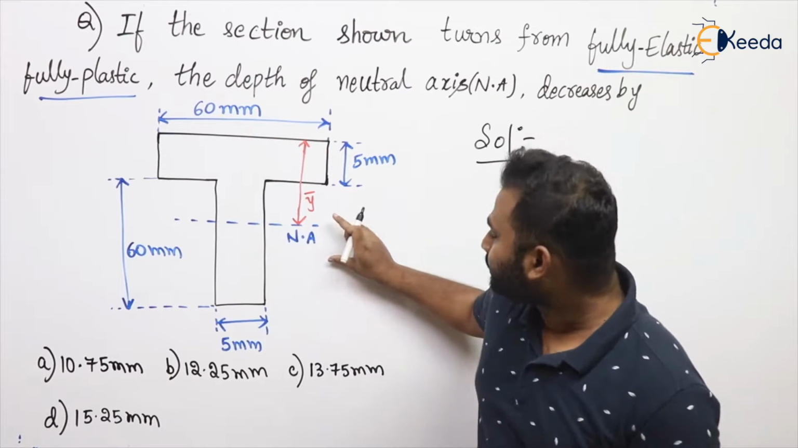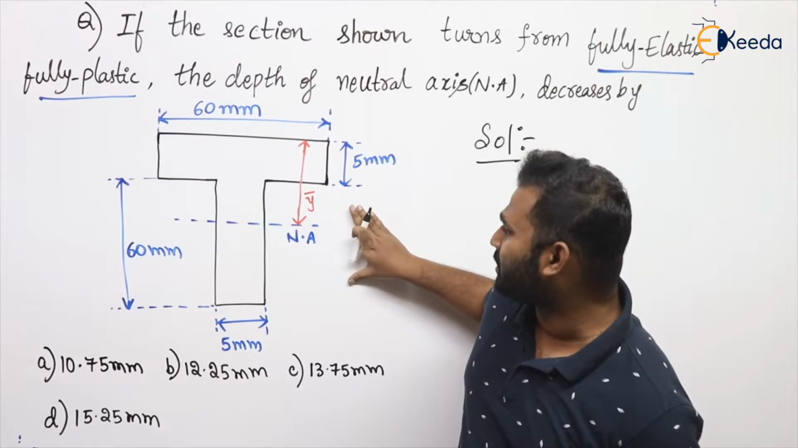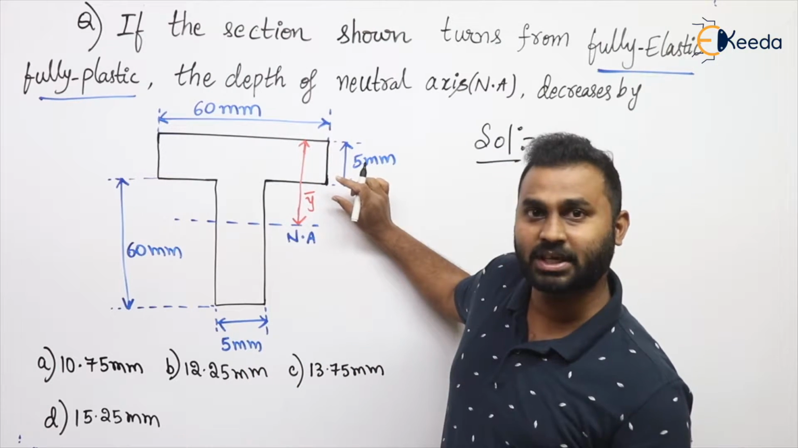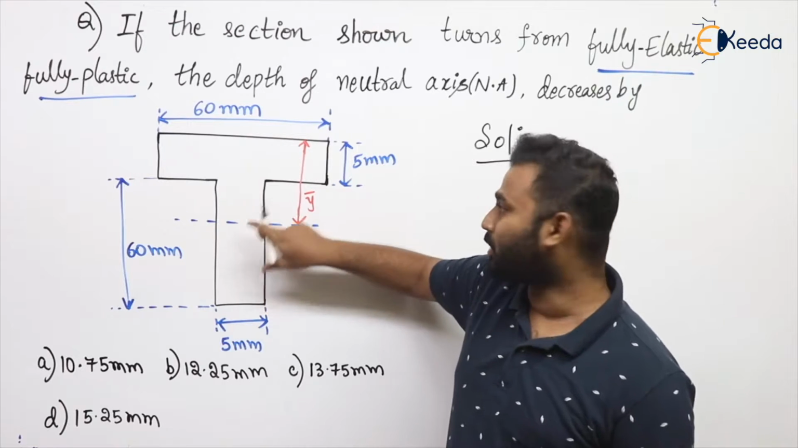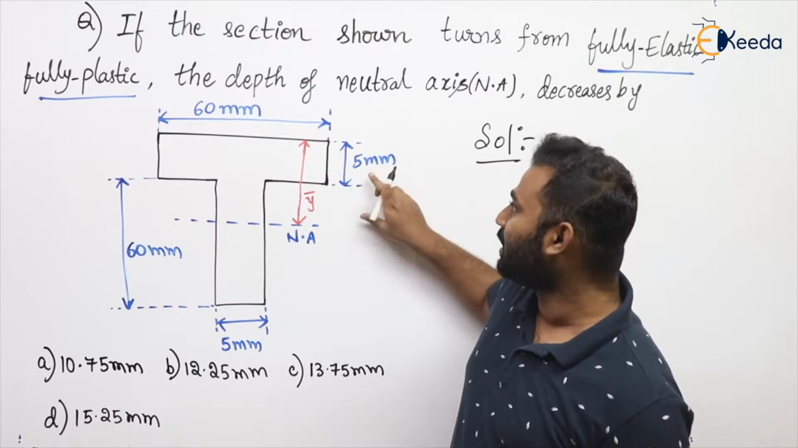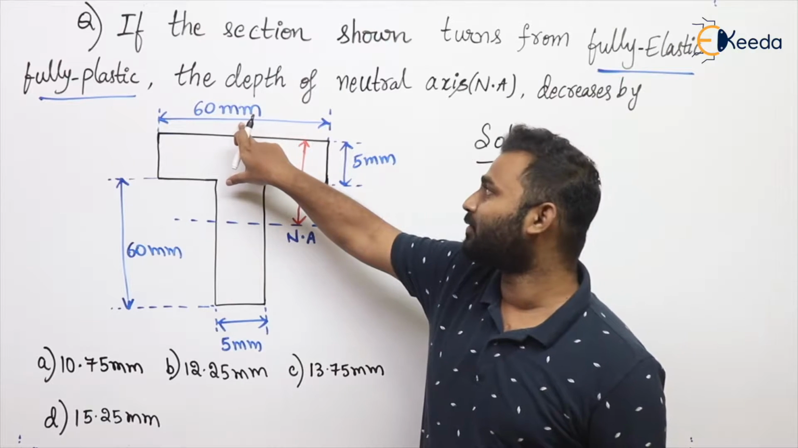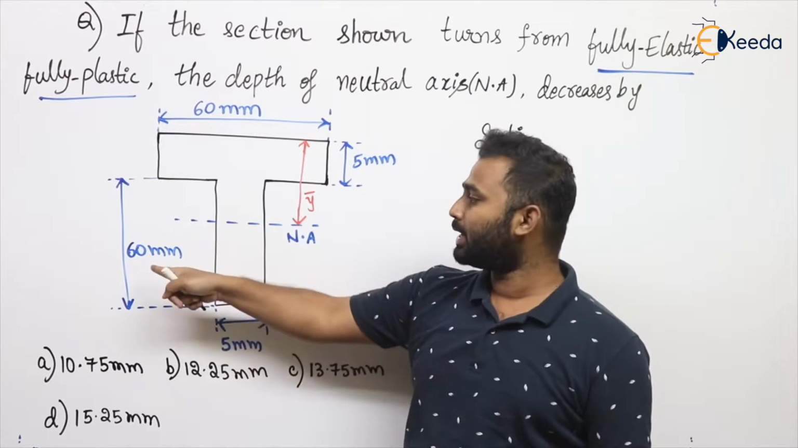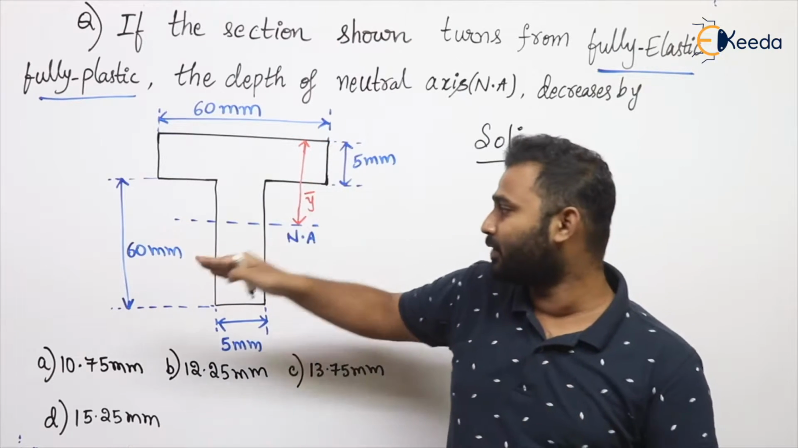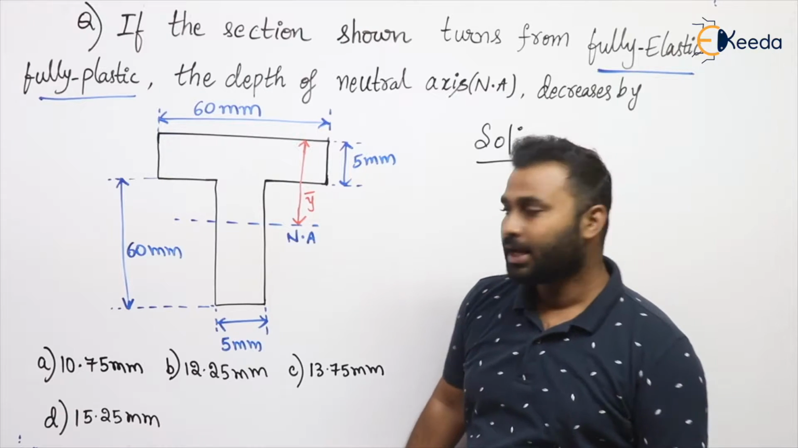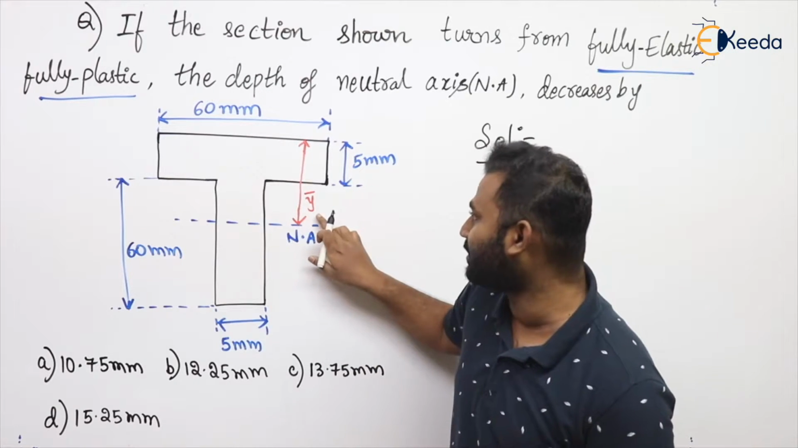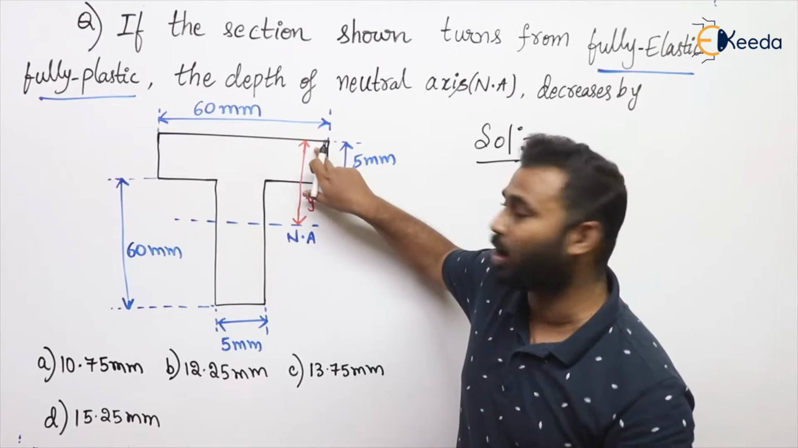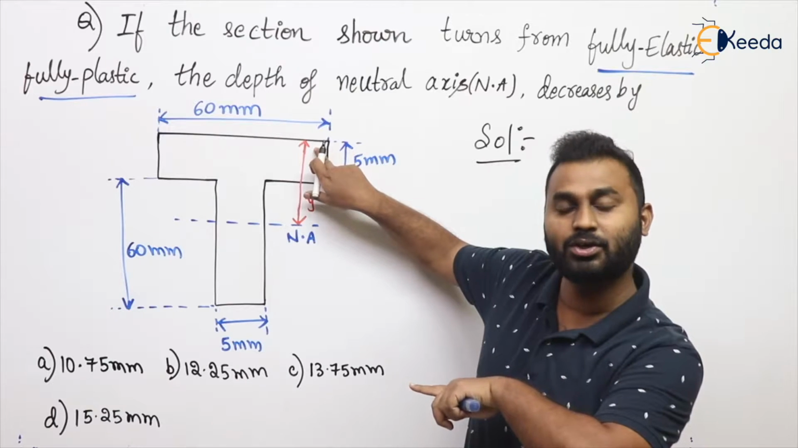So here, for this given cross section, dimensions were mentioned. It means this is a T section which consists of one flange and one web, right? Coming to the flange, it has a thickness of 5 mm and width of 60 mm, and coming to the web, this web has a thickness of 5 mm and depth of 60 mm. Is that clear? These are the dimensions, and here y was mentioned. See here, y was mentioned. So this y is the distance of the elastic neutral axis from the top. So we need to find y first.